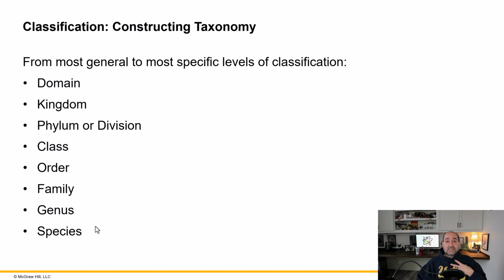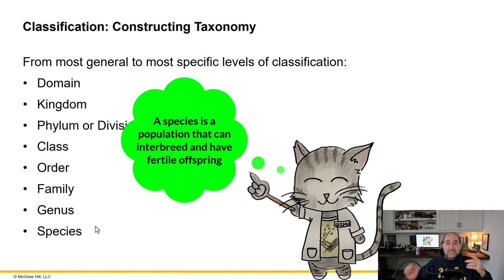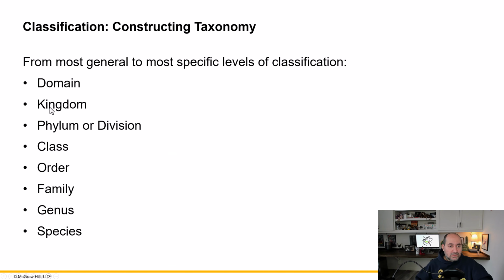A species is a population of individuals that can mate and have fertile offspring. So they can reproduce and have fertile offspring. Okay, so domain is the broad end of this taxonomic hierarchy, species is the most specific end. And so I ask my students to remember this pyramid, remember this taxonomic hierarchy, all the way from domain to species. And the way I remember it, I have a mnemonic device.